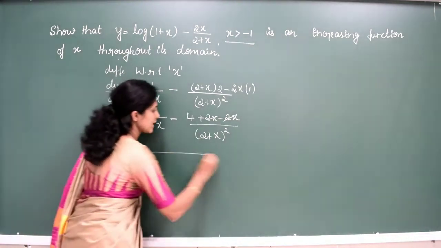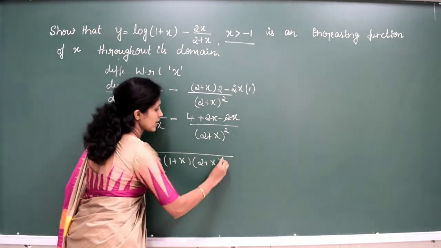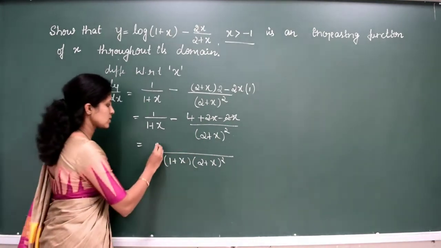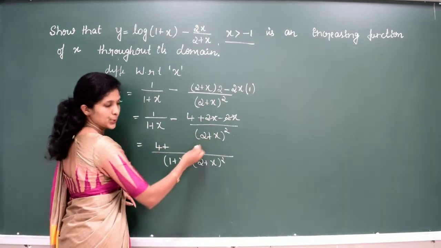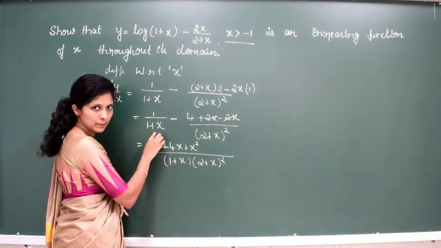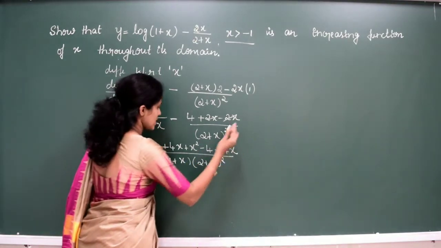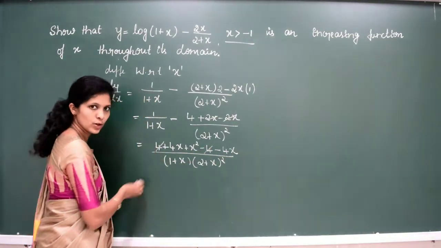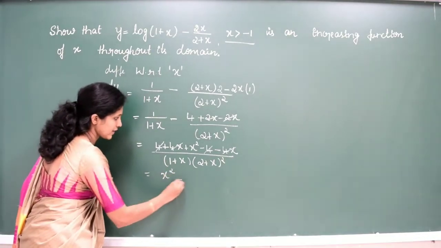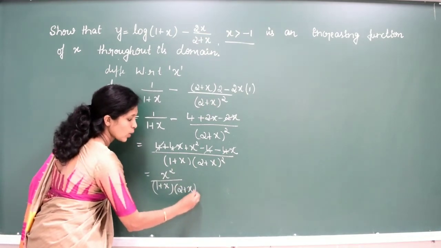Now, we will take the LCM. The LCM is (1 + x)(2 + x)². Here you have to multiply by (2 + x)². We will apply the formula (a + b)², so it is 4 + 4x + x², and here minus 4 is multiplied with (1 + x), so it is minus 4 and minus 4x. So, I can cancel plus 4 and minus 4, and plus 4x and minus 4x. What is remaining? x² divided by (1 + x)(2 + x)², right.